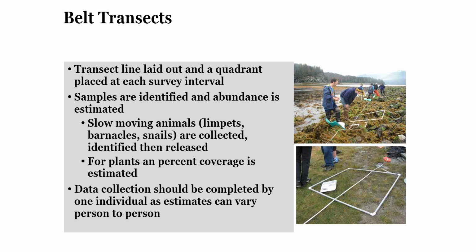On the other hand, belt transects are laid out and then quadrats are placed across these belt transects at specific intervals, and then samples are identified and abundance is estimated. Slow moving animals like limpets and snails are collected, identified, and then released. For plants, a percentage cover is estimated. Now this data collection should be completed by one individual, as estimates can vary from person to person. So there is a potential of having a bias in the results based on the person's approach towards taking the sample.